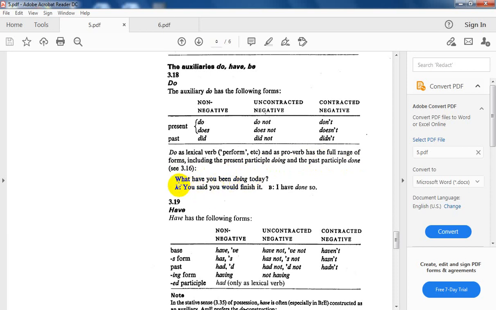Look at the sentence: What have you been doing today? Doing here is a lexical verb having the ing, so it is VING. You said you would finish it. I have done, you see, done is VED2 for the verb do. This is what concerns the use of contracted and uncontracted forms in written and spoken language.